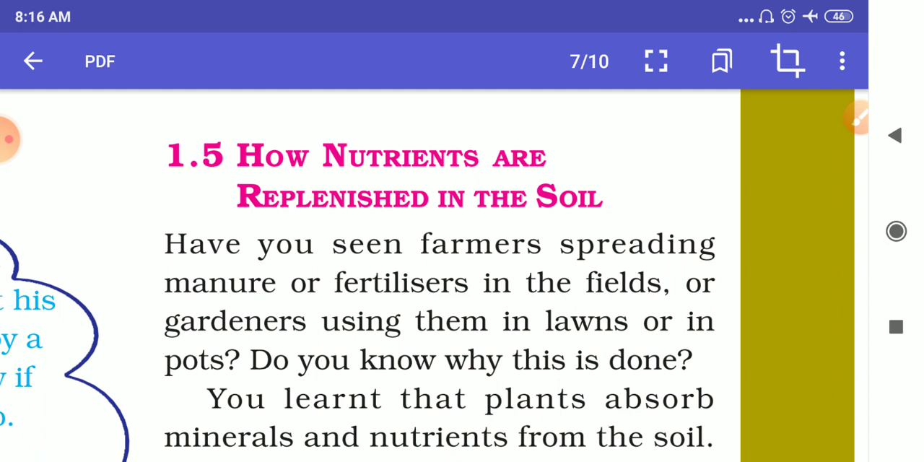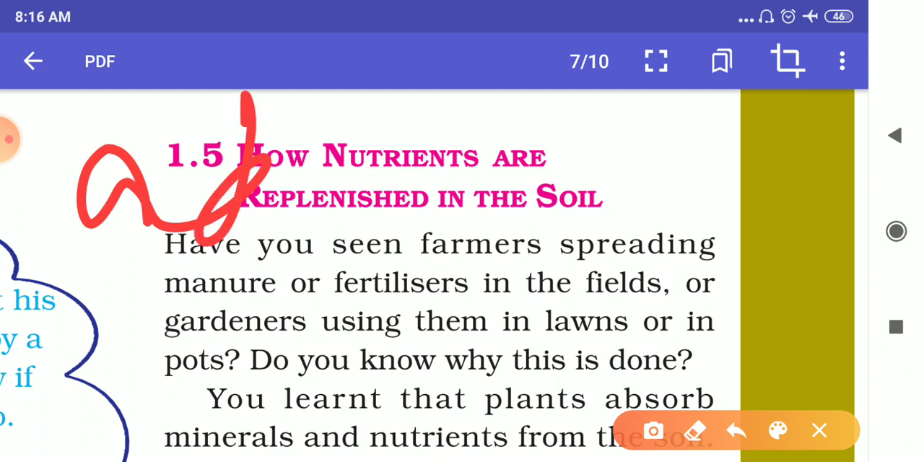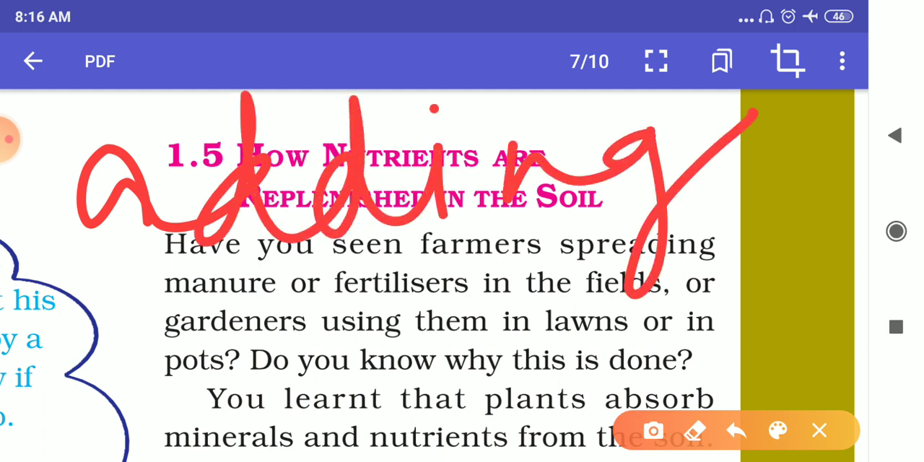is by adding fertilizers and manures. Fertilizers and manures contain plant nutrients, that is nitrogen, phosphorus, potassium, etc. So when we add fertilizers and manures, the soil gets enriched with plant nutrients. The crops can then grow well in the soil.